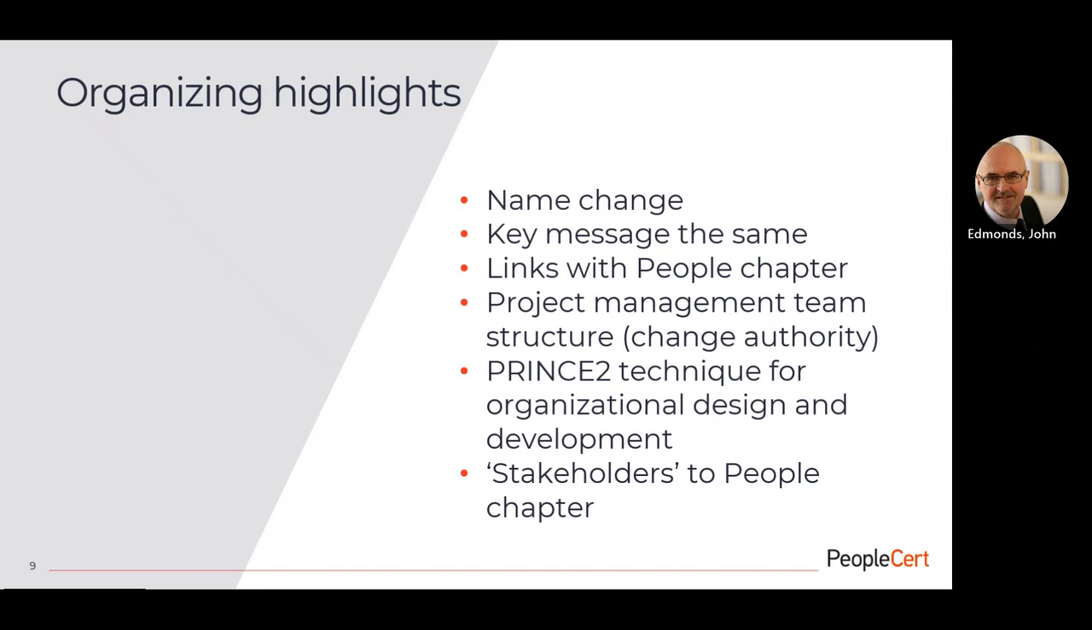The Prince2 technique here is the technique for organizational design and development. How we first of all put together our project management team, how we shape that, and then how we develop it and make it work into an organization structure that is going to deliver the project. In the previous edition as well, there was reference to stakeholders, and as we will have seen when we looked at chapter 3, that's now found its way there, and stakeholders is expressed and looked at in a deeper way than was previously the case.